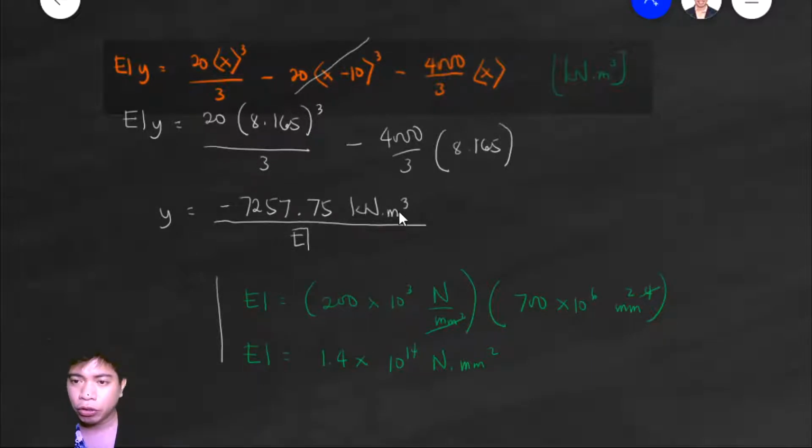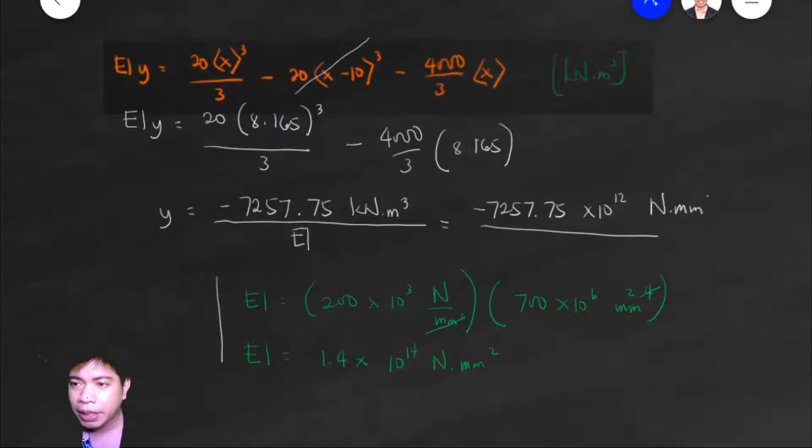cubic meter na to Newton millimeter cube. Okay, so magiging negative 7257.75. Take note, sa kilonewton meron tayong 3 doon na times 10 to the 3. Ito is gagawin natin siyang millimeter, tapos naka-cube siya, so times 10 to the 9th na siya, plus times 10 to the 3, that is times 10 to the 12. So times 10 to the 12, ayun, divided by, so this is Newton cubic millimeter.